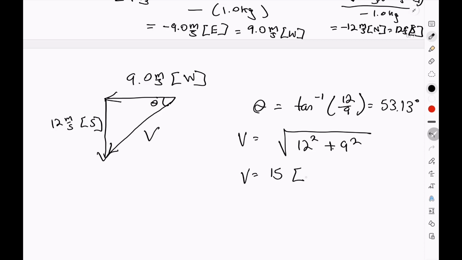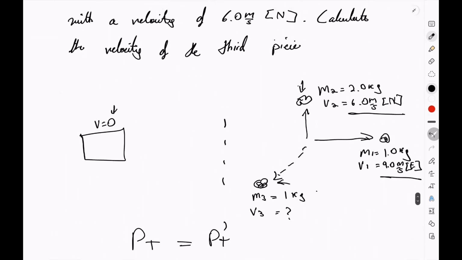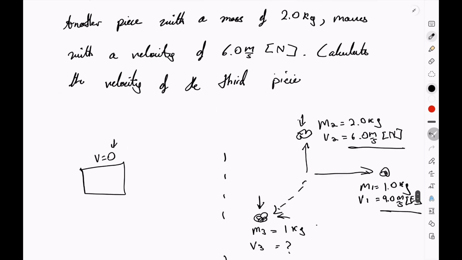And the direction is west, 53.13 degrees south. So this is our velocity of this third piece of the package.